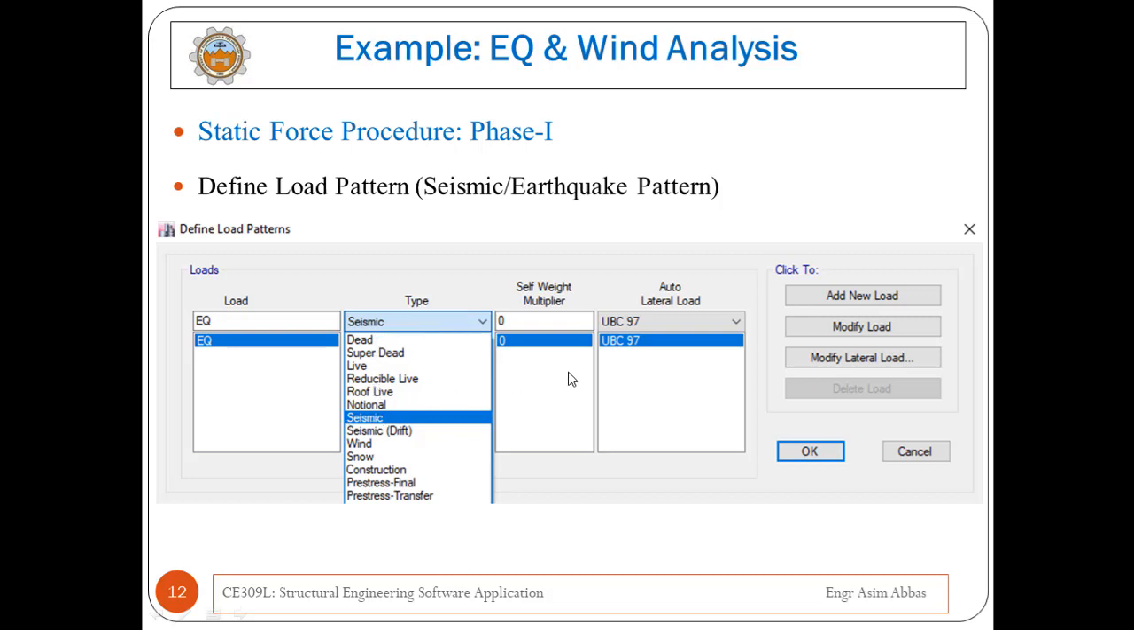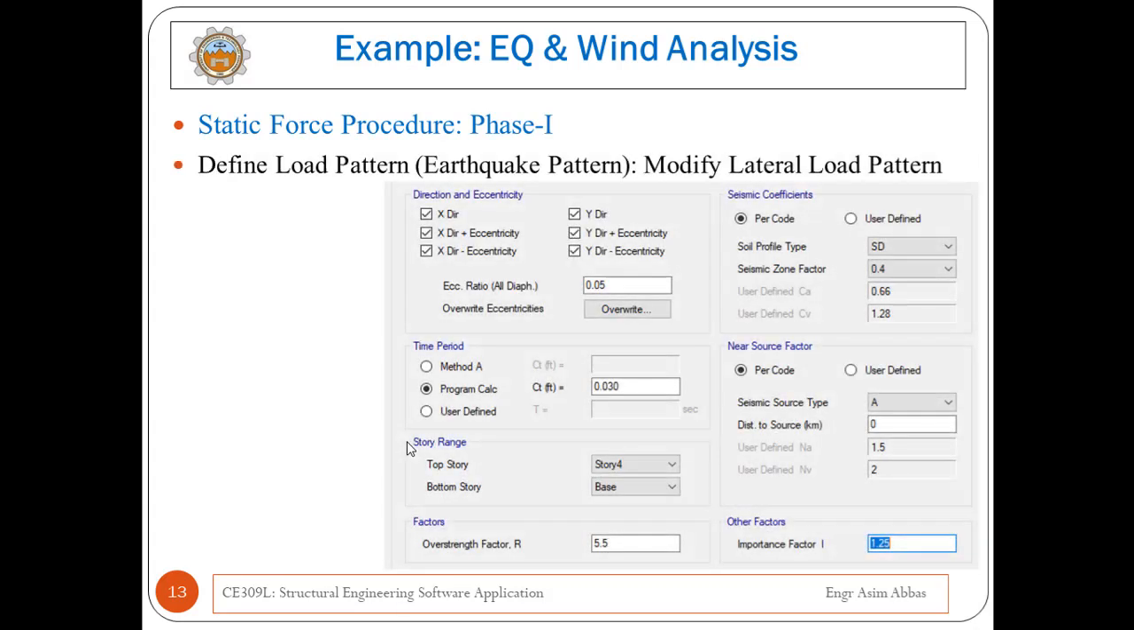So once the earthquake in both directions is added, okay, when you click on modify lateral load, this window will appear. From here we can change the direction and eccentricity. In case of x direction, we will only consider x direction. For y direction, we will check only y direction.